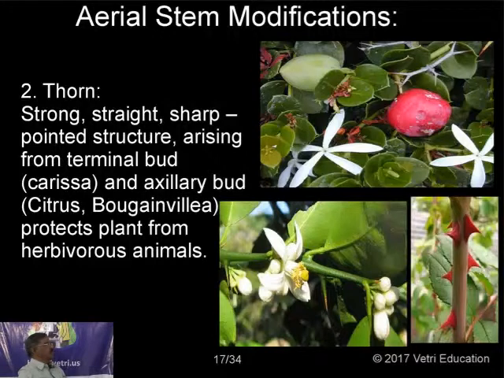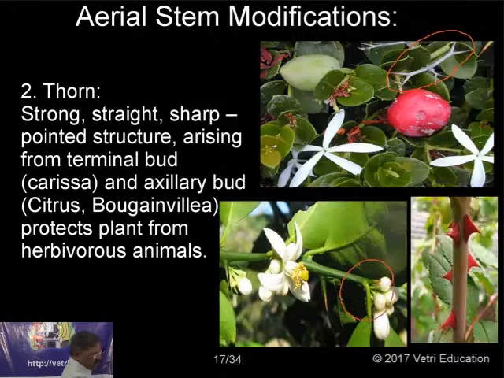Thorns are strong, straight, sharp, pointed structures arising from either the terminal bud, for example Carissa, or the axillary bud, citrus and bougainvillea, and those spines protect the plant from herbivorous or grazing animals. In the first diagram you can see Carissa, where the terminal bud is modified into spines. The second one, in citrus etc., bougainvillea, the axillary bud is modified into a spine-like structure for protection. In bougainvillea also you can have these spines, modified stem.